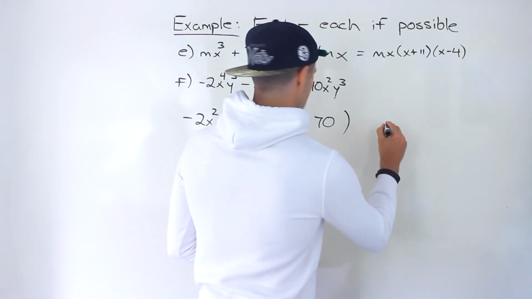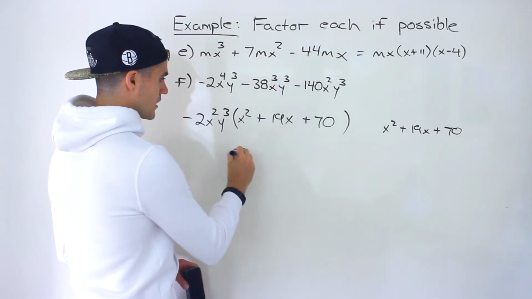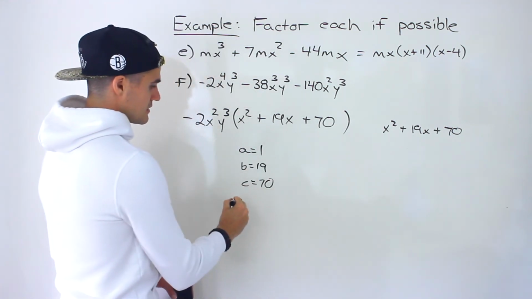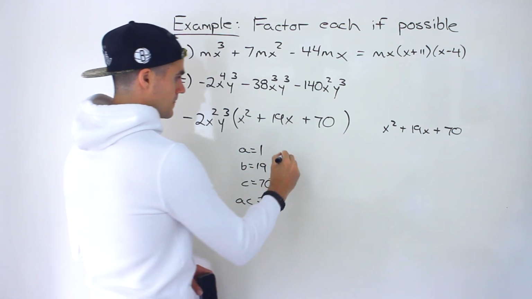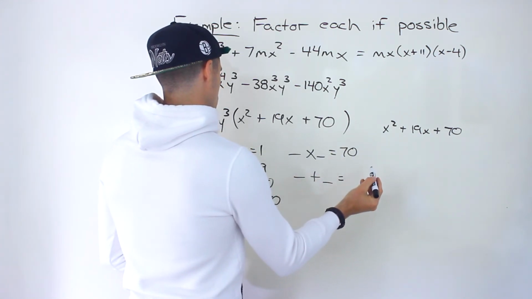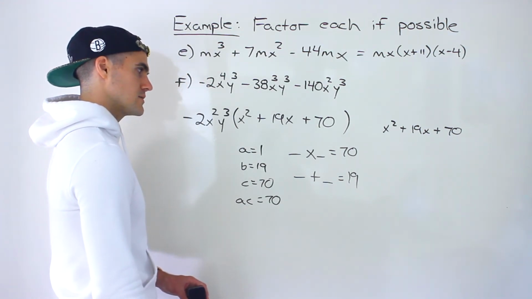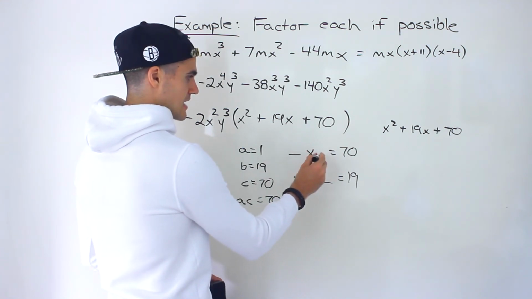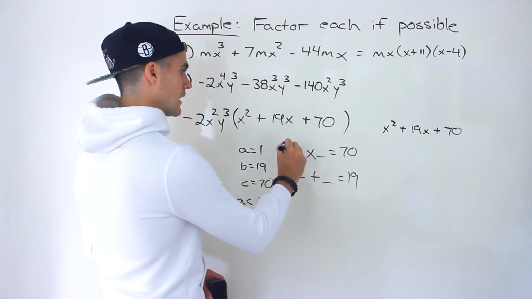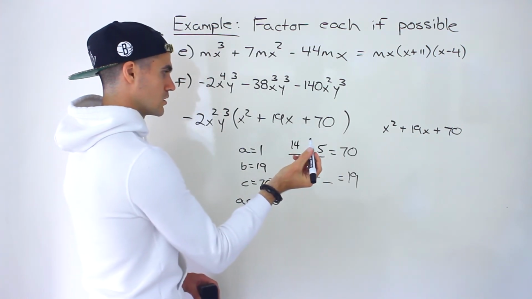So let's actually write that quadratic out right here. And let's do decomposition. A value is 1, the B value is 19, the C value is 70. The AC value would be 70 times 1, which is 70. And then, got to find two numbers that multiply to 70, add up to that B value of 19. Okay, and if you work this through, try different ones like 10 and 7. 10 times 7 is 70, but 10 plus 7 is 17. It's not 19. What you would end up with is, I think, 14 and 5 work.